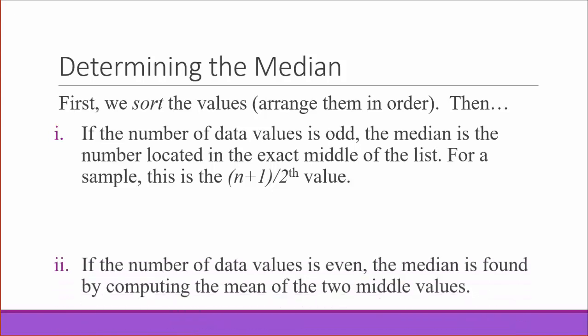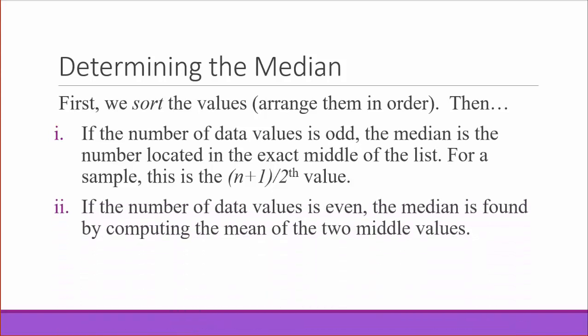But what if it's even? I guess that's the natural question. If the number of data values is even, the median is found by computing the mean of the two middle values, and again, once we put them in order. So if the sample size is odd, it's pretty easy to compute the median. If the sample size is even, we take the mean of the two middle items after they've been ranked from least to greatest.